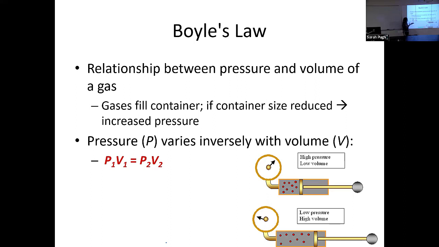So what Boyle's Law says is that the gas is filling this chamber, okay? And if you try to reduce the size of this container, it's still the same amount of gas. What you're doing when you reduce the size is you're pushing on that gas and increasing the pressure. So if I take this syringe that's now closed and I push on the plunger, I'm reducing the size in here, right? And the pressure is going up.